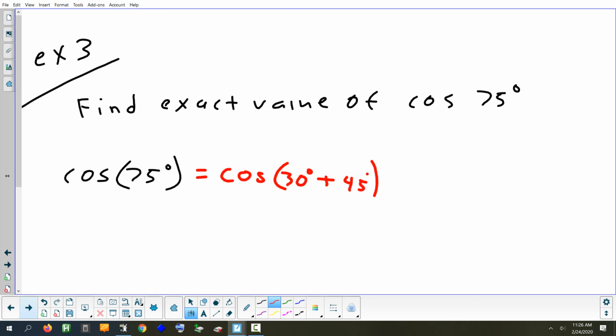Now that's how I'm going to do it. But can anybody think of how to write 75 as a difference? Think of two numbers that are multiples of 30 and 45. So one of your numbers is going to end in a 5. Yep. Think you got it, Tim?